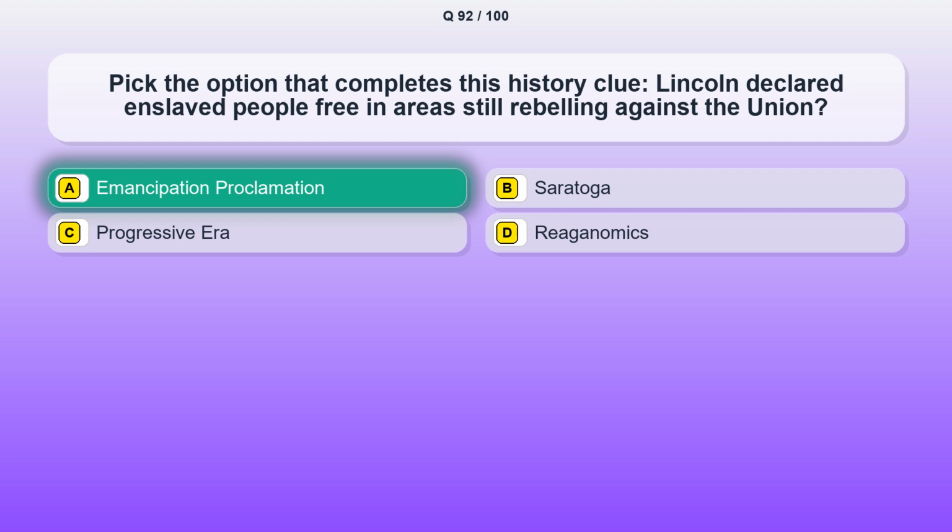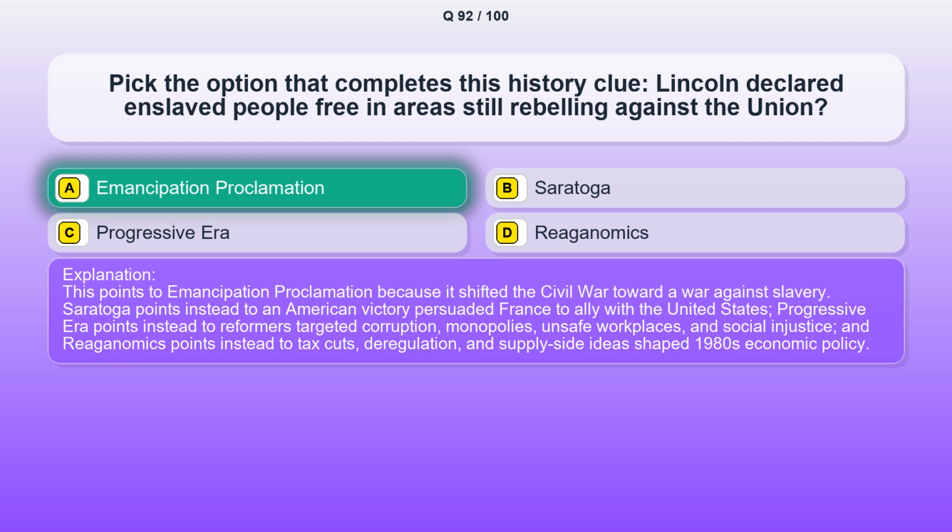The correct answer is option A, Emancipation Proclamation. This points to Emancipation Proclamation because it shifted the Civil War toward a war against slavery. Saratoga points instead to an American victory persuaded France to ally with the United States. Progressive Era points instead to reformers targeted corruption, monopolies, unsafe workplaces, and social injustice, and Reaganomics points instead to tax cuts, deregulation, and supply-side ideas shaped 1980s economic policy.